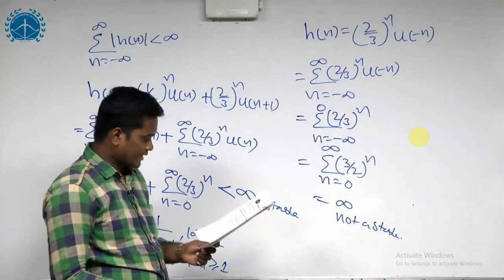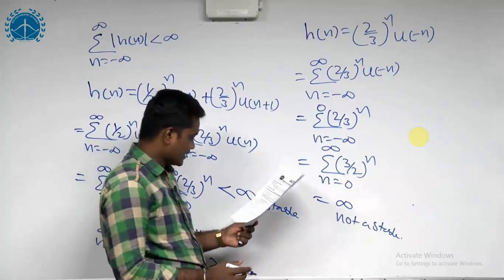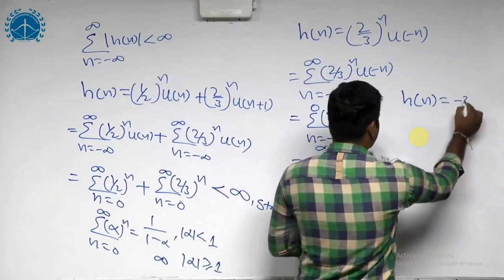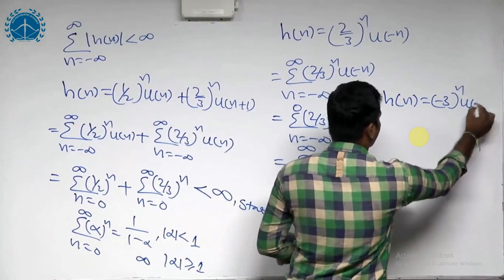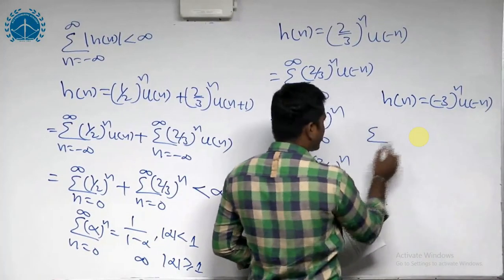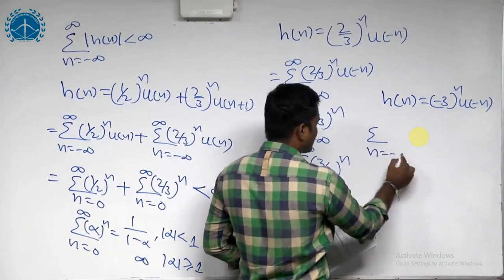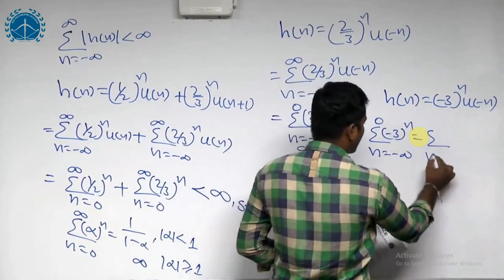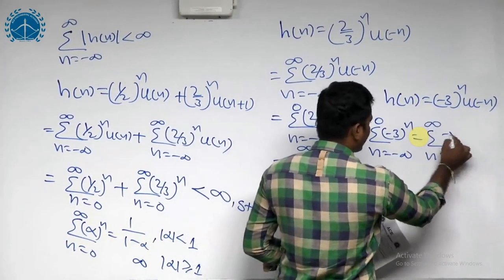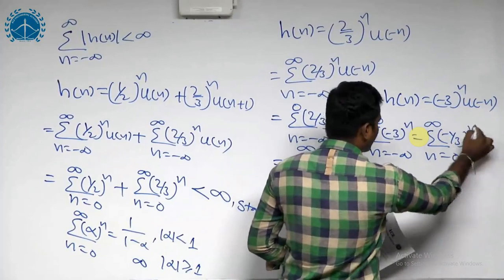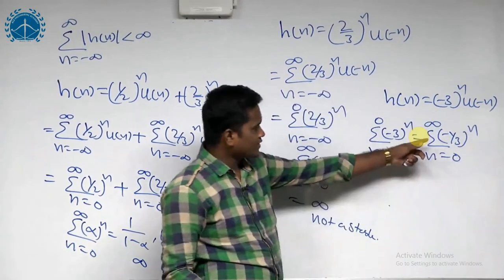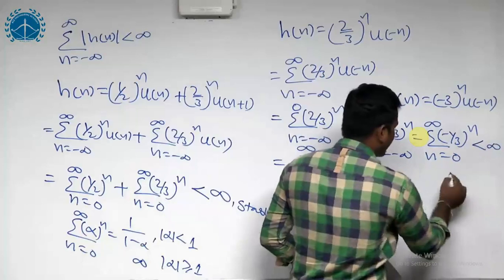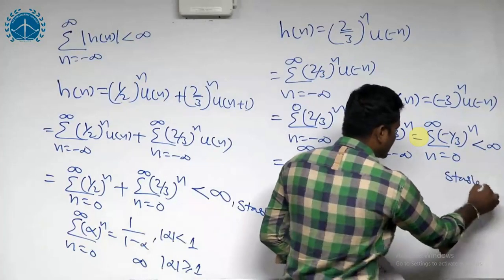Let us see the third impulse response. h of n equals (minus 3)^n u of minus n. If you substitute that, because of u of minus n, the sum from minus infinity to 0 of (minus 3)^n, which with n replaced by minus n equals the sum from 0 to infinity of (minus 1/3)^n. Here alpha is minus 1/3, so the summation value is less than infinity. So this system is also a stable system.